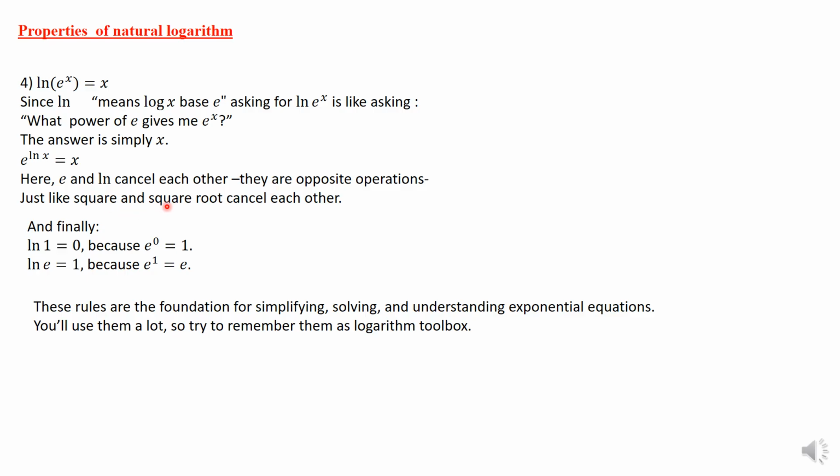They cancel each other. Now finally, ln 1 equals 0. Why is this? Because e to the power 0 is 1. So what power of e gives me 1? It is 0. Now, ln e is 1. Why? What power of e gives me e? It is simply 1. These rules are the foundations for simplifying, solving, and understanding exponential equations. You will use them a lot, so try to remember them as a logarithm toolbox.